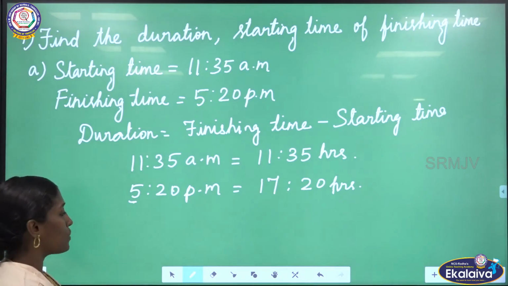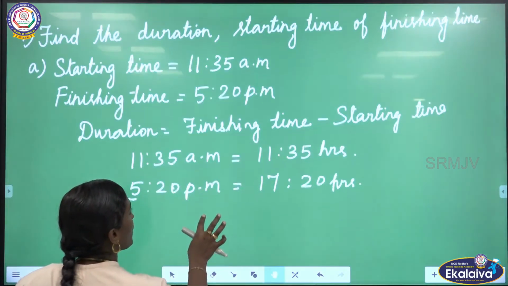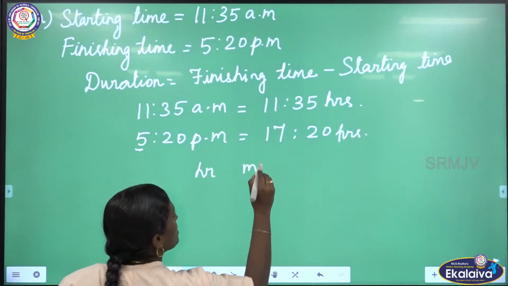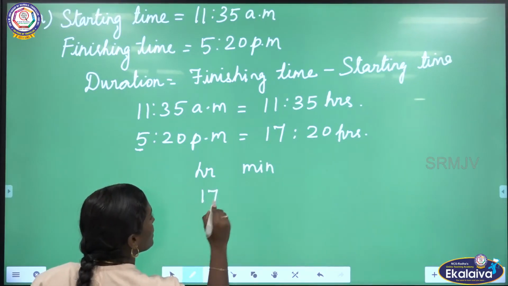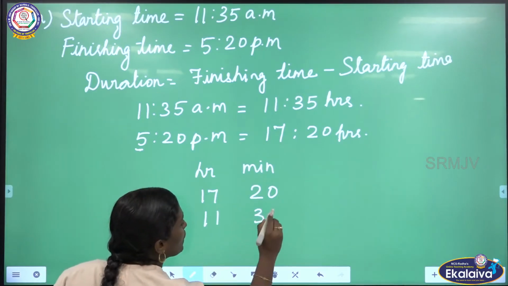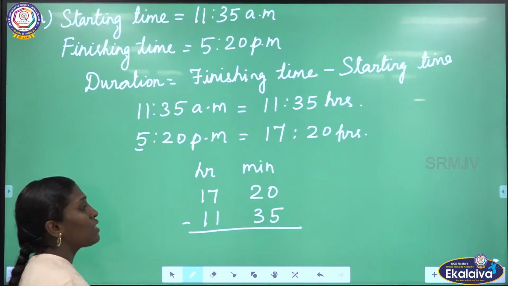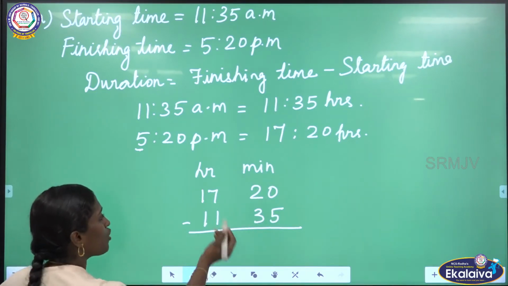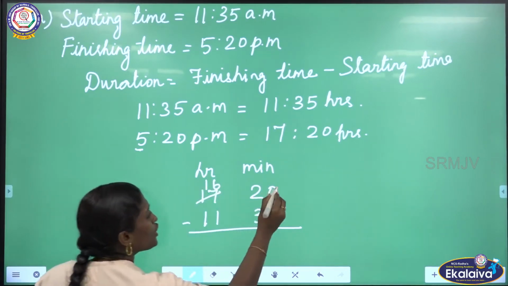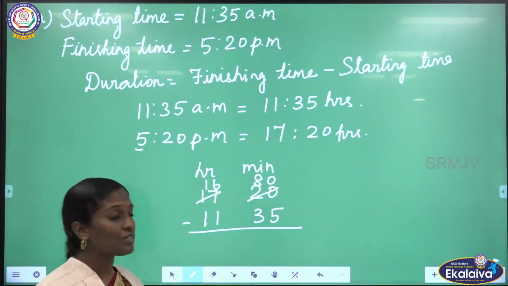Now, we have to subtract. From finishing time, we have to subtract the starting time. First, we have to arrange the numbers column-wise. Here hours, minutes. Here 17 hours, 20 minutes. Then 11 hours, 35 minutes. Now we have to subtract. Here we can't subtract 35 from 20. So, we have to borrow 1 hour. So, 17 hours will become 16. Here 20 minutes will become 80 because 1 hour is equal to 60 minutes.